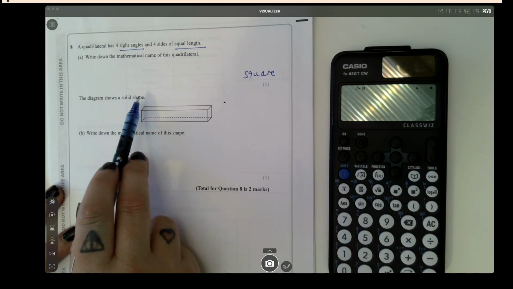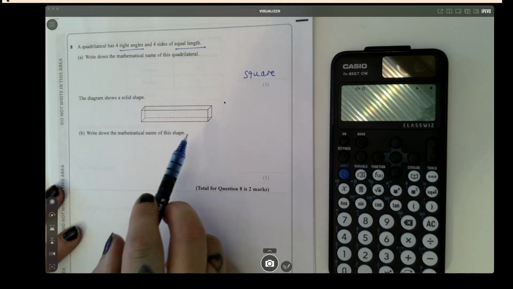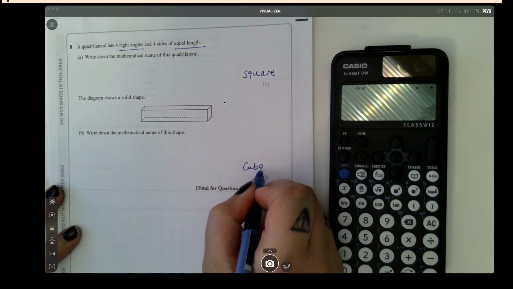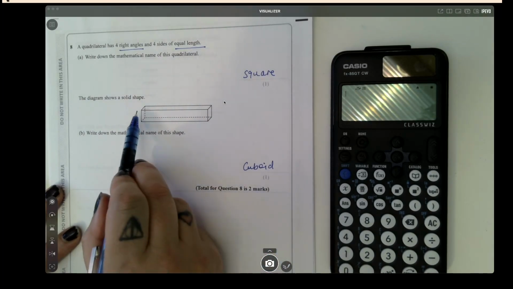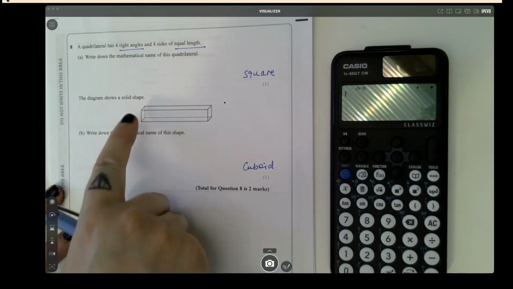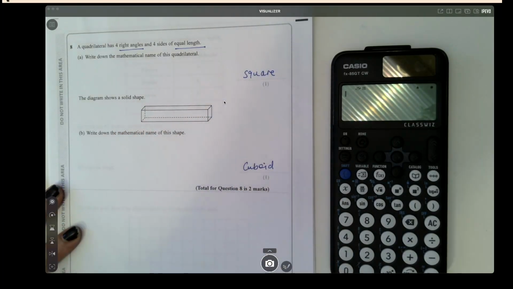The diagram shows a solid shape. So here's a solid shape. Part B. Write down the mathematical name of this shape. So this is a cuboid. It's not a cube because all of those edges are not the same. We've got this rectangle cross-section shape running through it. So this one's a cuboid.